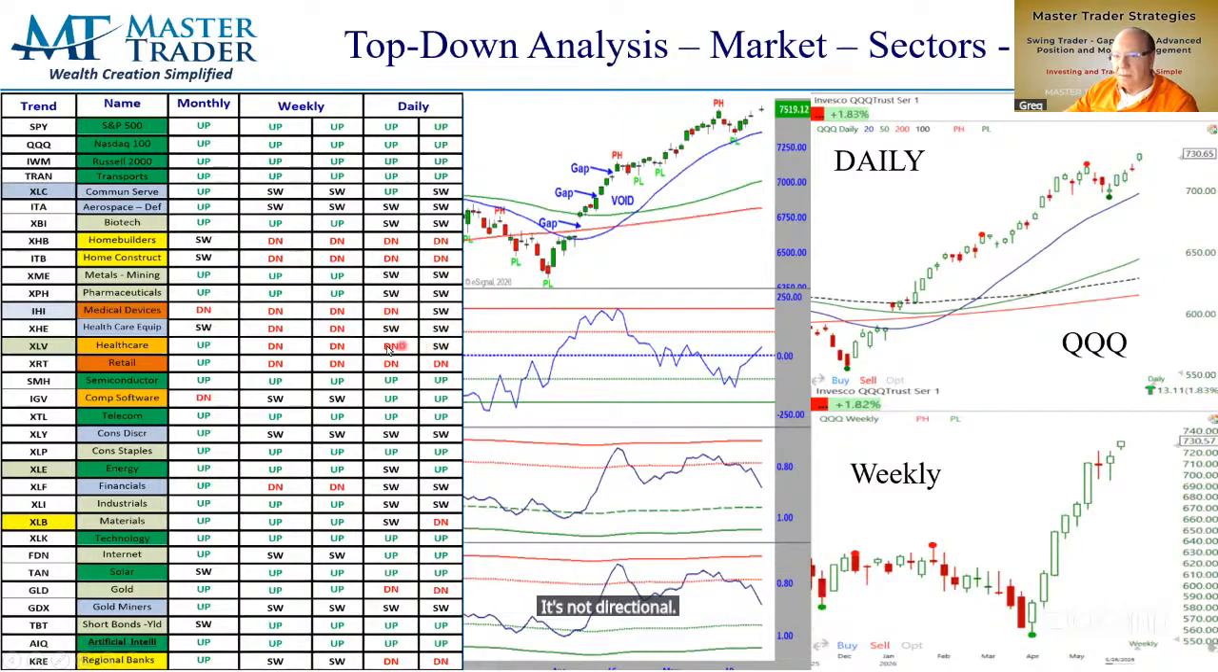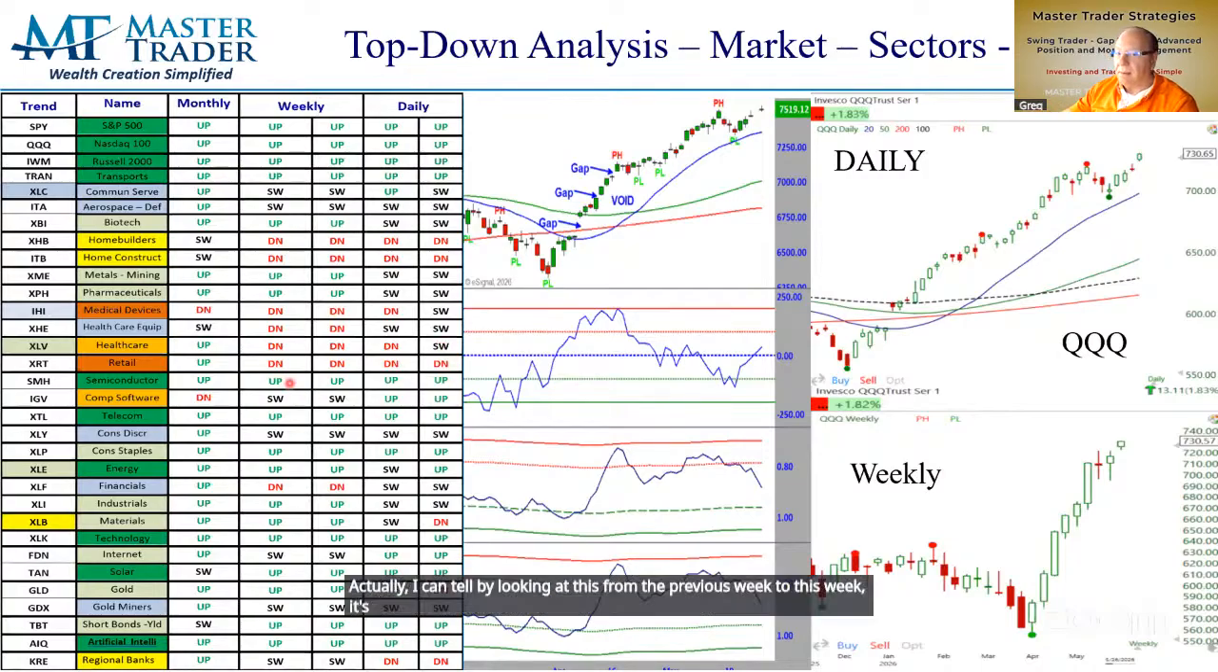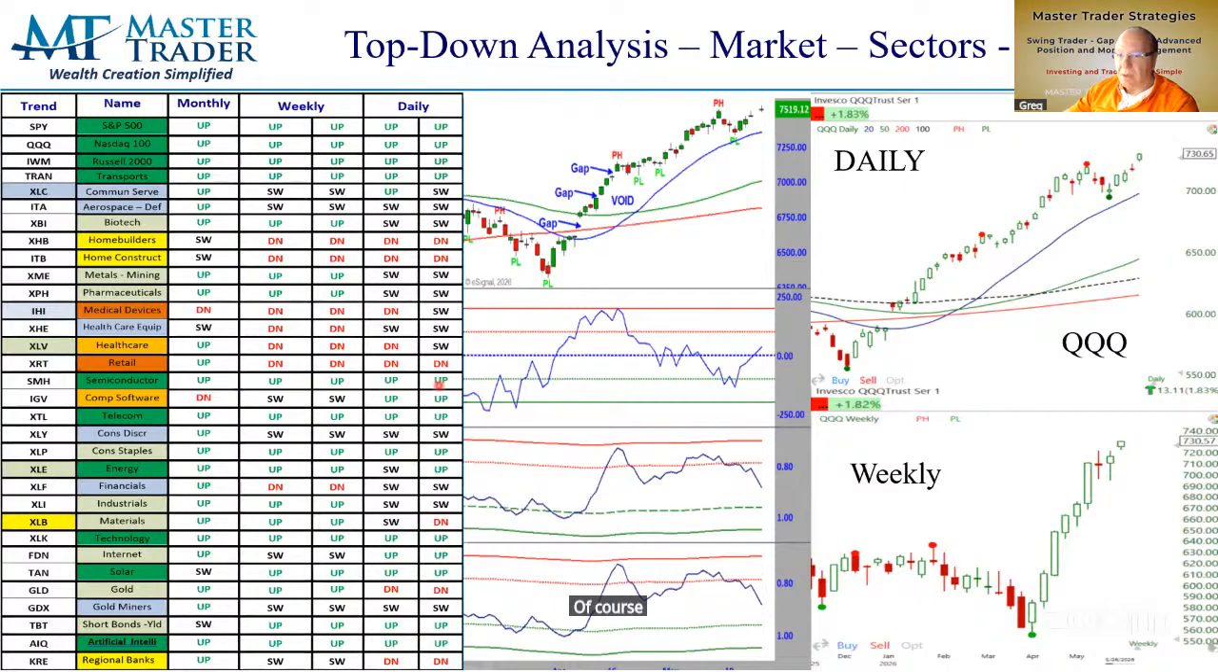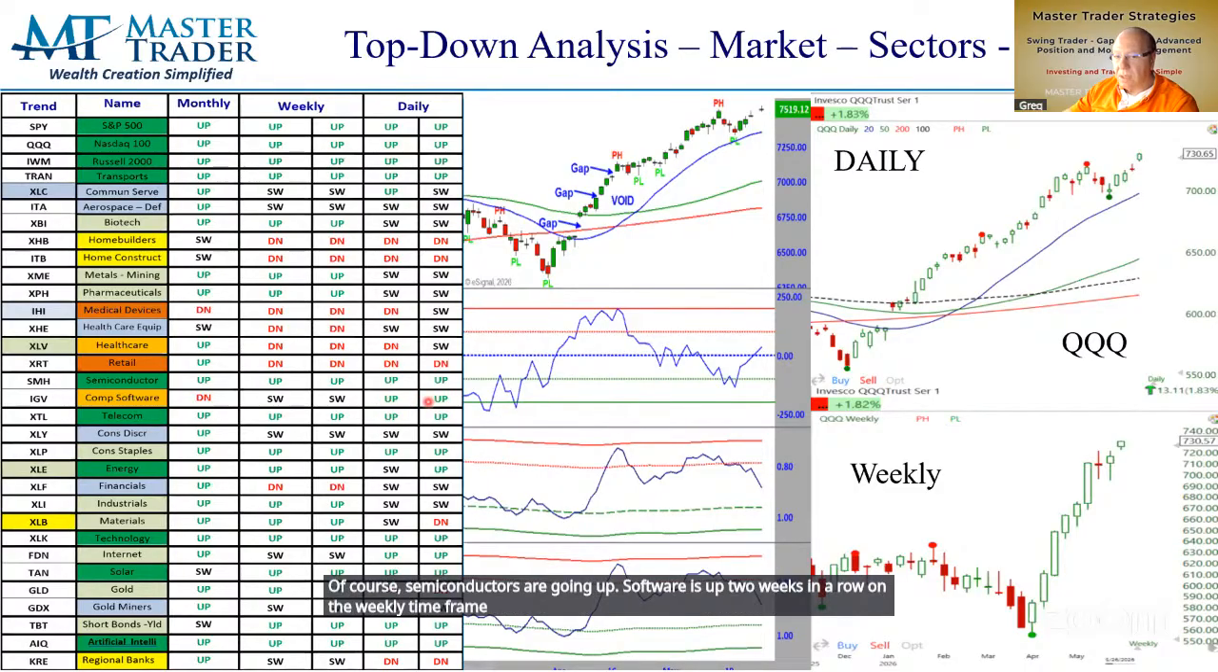Healthcare sideways. Healthcare over here, it improved last week. Back to sideways. That means that if we look at the chart, it's whipping up and down. Right? That's what I can tell by looking at this from the previous week to this week. It's whipping up and down. Of course, semiconductors are going up. Software is up 2 weeks in a row on the weekly time frame. So we want to look at that in there. Telecom is strong, and so on. We continue to look at this.